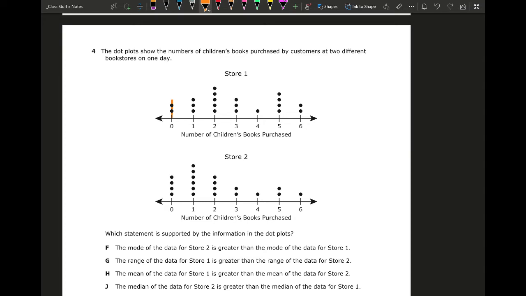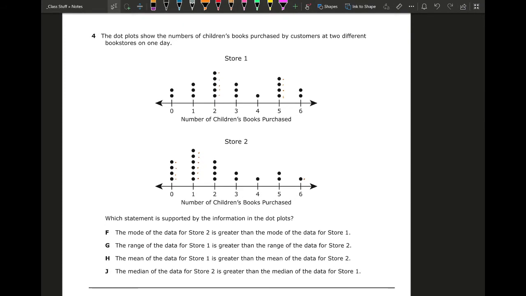Buying a book. So on store one, there were one, two, three, four, five people who bought two children's books, for example. There were five people that bought four children's books. On store two, there were one, two, three, four, five, six people who bought one book. There were four people who walked in the store but didn't buy anything. There was one person who bought six books. That's what each one of those dots means, okay?